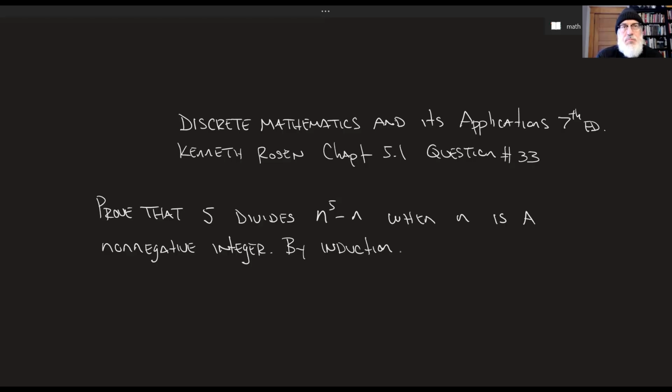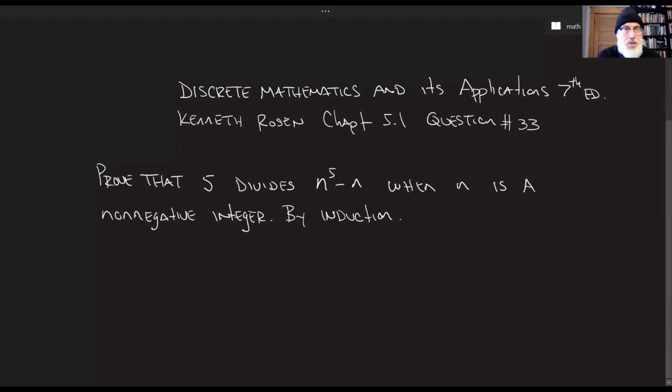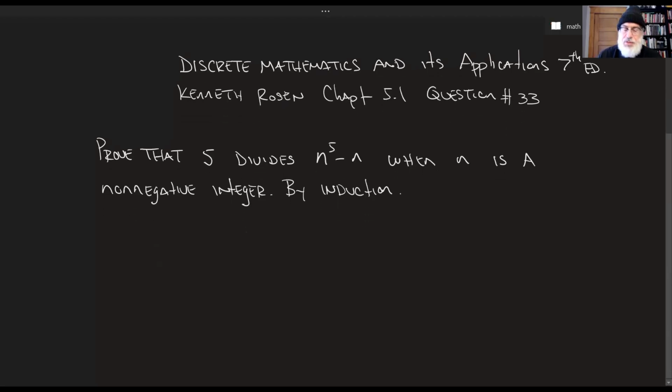This is from Discrete Mathematics and its Applications, 7th edition by Kenneth Rosen. I am using the 7th edition, so the problem comes from chapter 5.1, question number 33. If you're using a different edition, this might be a different problem or chapter for you, but nevertheless, it should be in whatever edition you're using. So we're going to prove by induction that 5 divides n to the fifth minus n.